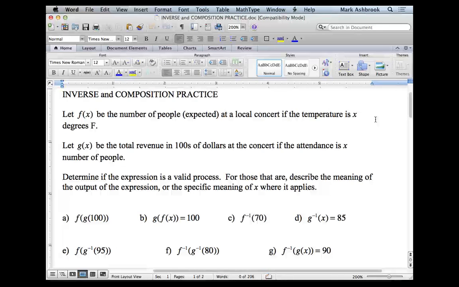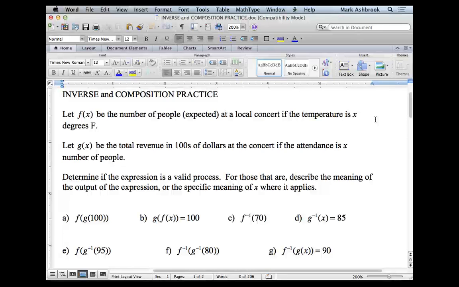Okay, so you're going to go through these expressions. So you might start by identifying input and output of F and F inverse, and the input and output of G and G inverse, meaning in terms of the real world quantities that they represent before you start. And then you're going to go through these. Some of these make sense. Some of them don't make sense.